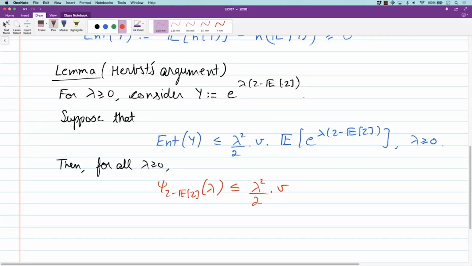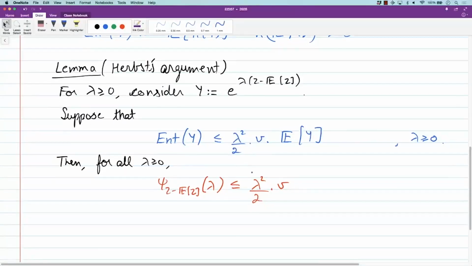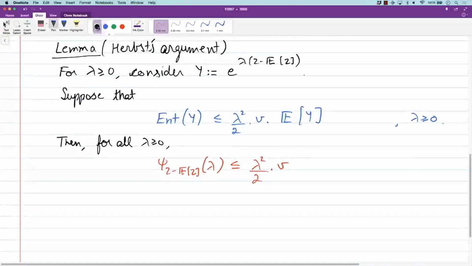So the random variable z will be sub-Gaussian if you can show that the entropy of e to the power lambda (z minus expected value of z), the central version of z, is less than or equal to lambda square by 2v times the expected value of the same random variable. Okay, maybe a better way to write it is as follows. So how do we show this? The proof is, again, we have to show a functional inequality, that this one implies this one. That's all.